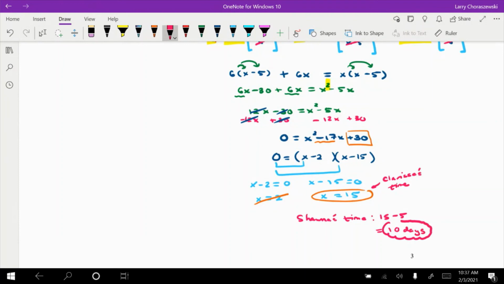And that's the official answer to this problem. And it was all based upon figuring out Clarissa's time first. All right, but once we do all the grunt work for that, it's a real simple matter of just subtracting 5 from the appropriate value of x, and we get Shauna's time.